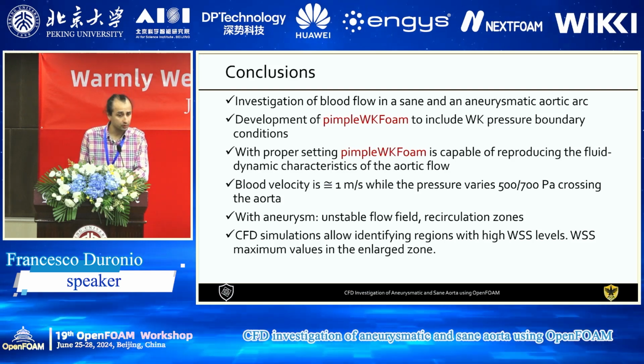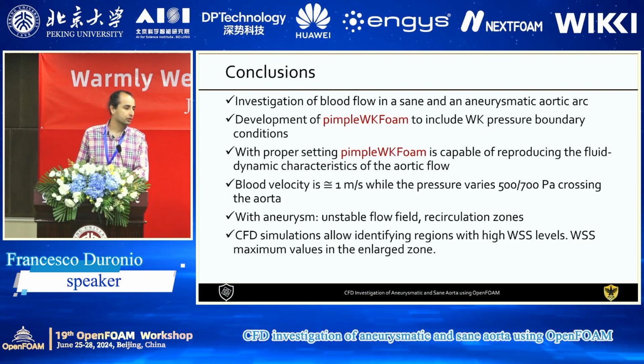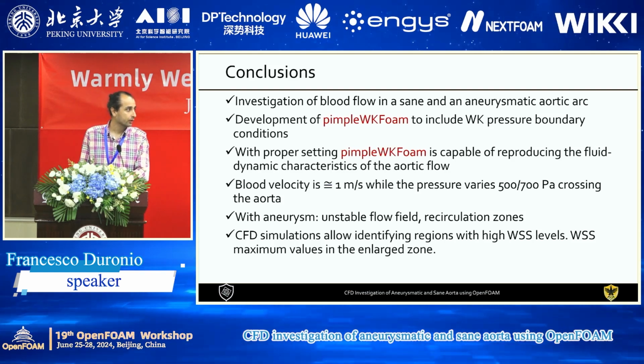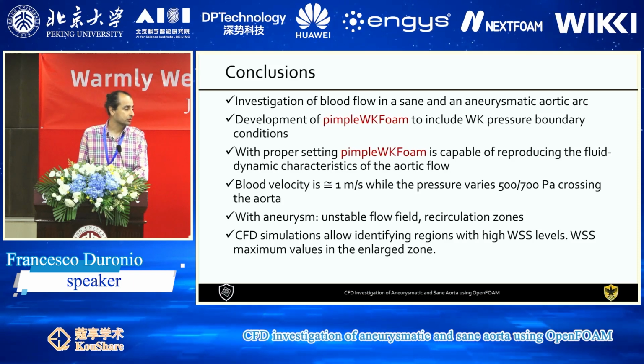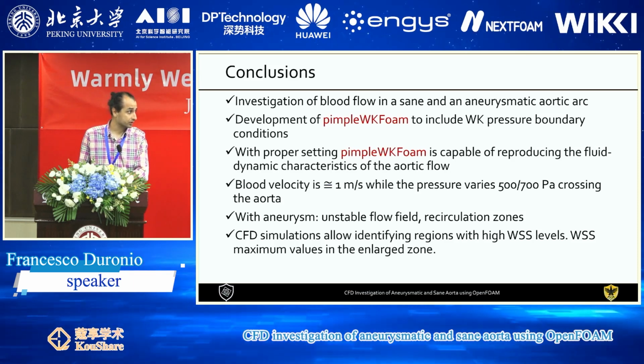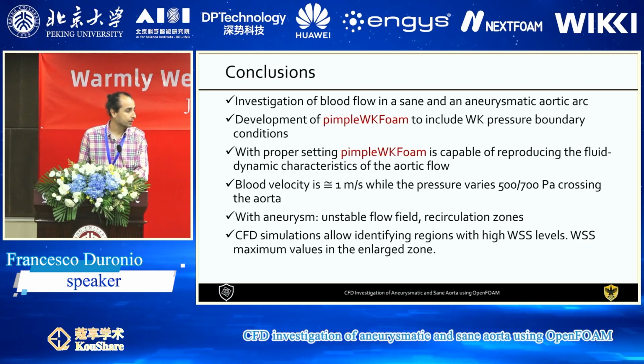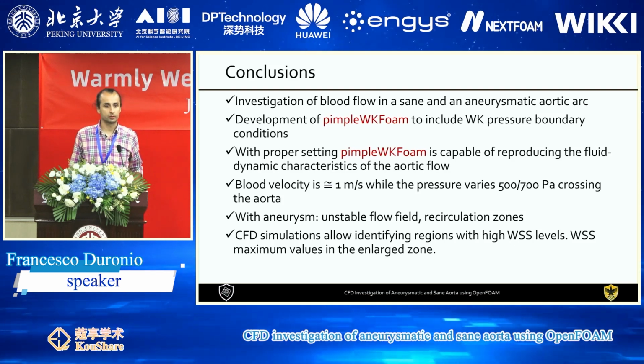With the aneurysm, we have the transition from laminar to turbulent flow. A CFD simulation definitely allows us to identify regions with high wall shear stress levels, which can be found to be maximum in the enlarged zone, in the aneurysmatic zone.